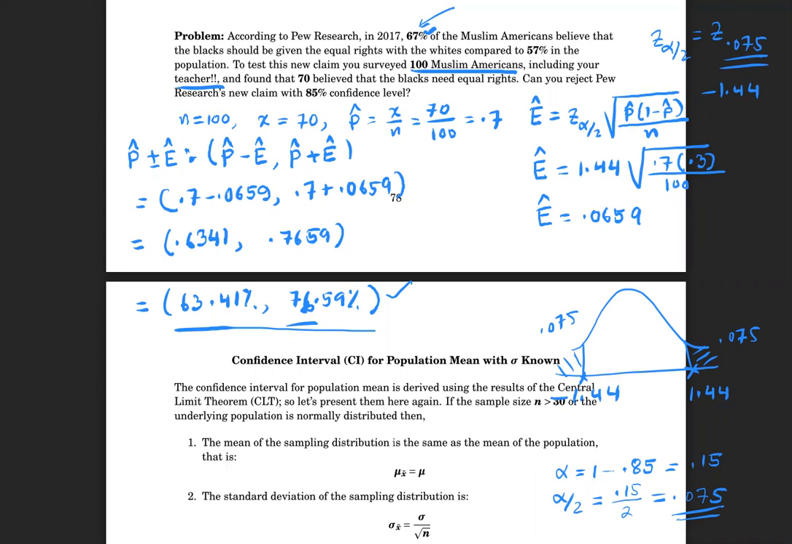Now, it falls within the confidence interval, so you can say with good confidence, in this case 85% confidence, that the Muslim community in your city supports the rights of black people at the same level as the national level, which is 67%. All right, any questions, anybody, about this? Okay.